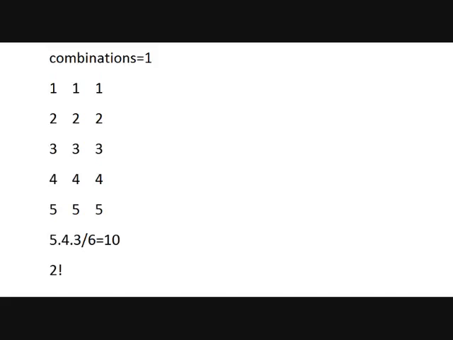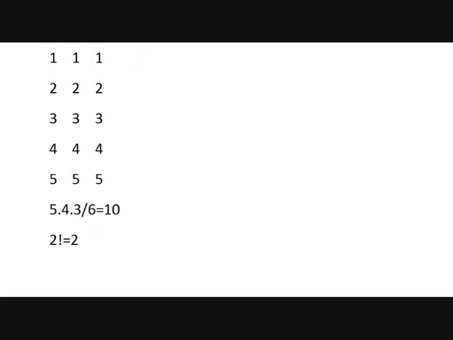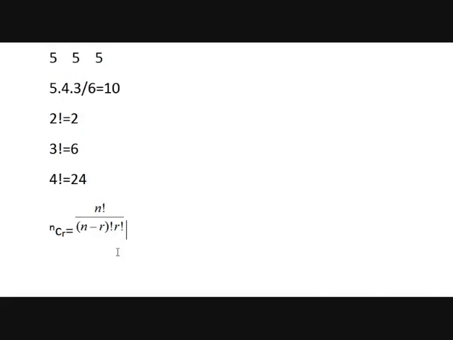Let's check this properly. What is the value of 2 factorial? 2, right? What is the value of 3 factorial? 1 into 2 into 3, which is nothing but 6. What is the value of 4 factorial? It is 4 into 3 into 2 into 1, which is nothing but 24. As you see, if we take 4 elements in our group, we get 4 factorial ways. If we take 3 elements, we get 3 factorial ways. If we take 2, we get 2 factorial. Means we divide the permutations by r factorial to get the combinations. From this we can tell that the total number of combinations for n possibilities and r elements in each group is n factorial by n minus r factorial into r factorial.